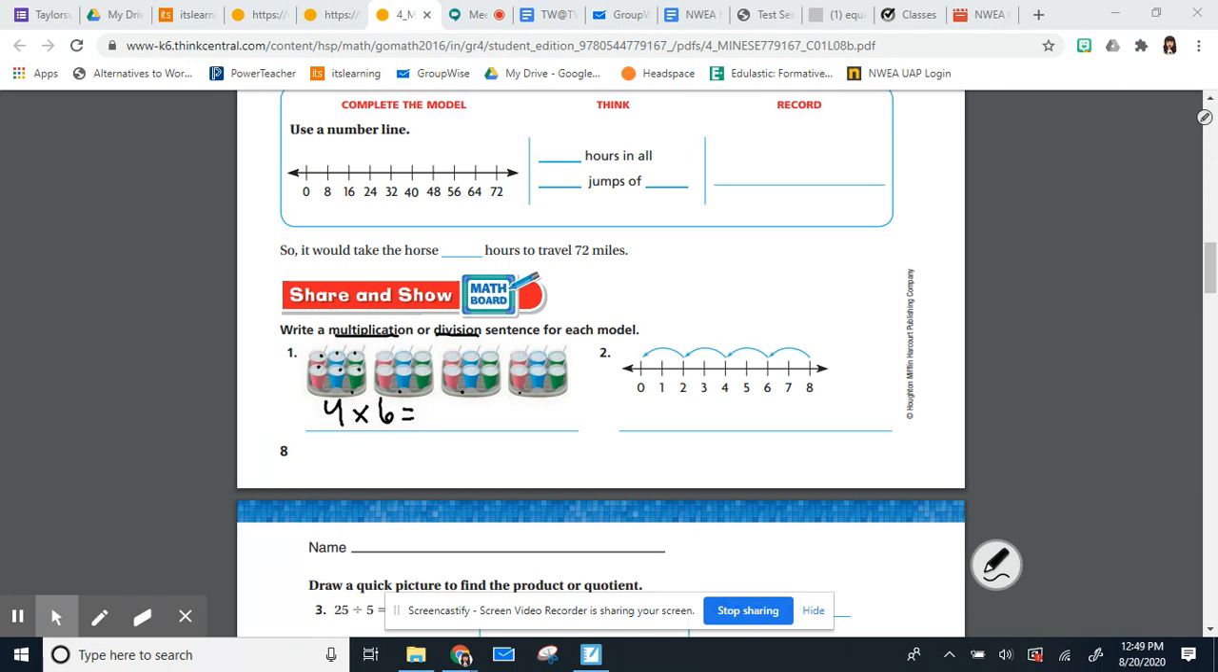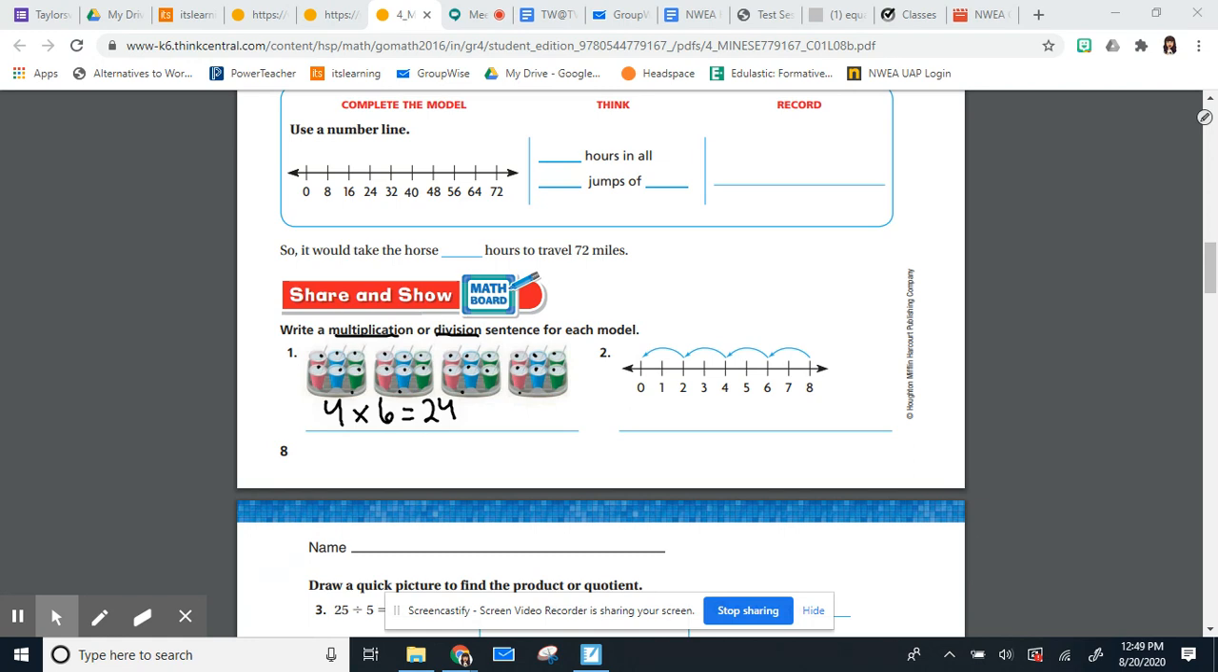Okay, so now I need to count how many cups there are in all. So I know there's 6, 7, 8, 9, 10, 11, 12, 13, 14, 15, 16, 17, 18, 19, 20, 21, 22, 23, and 24. So there's 24 cups in all.